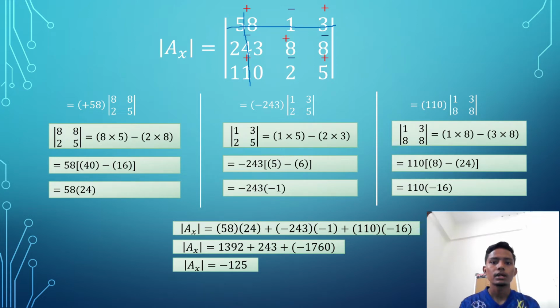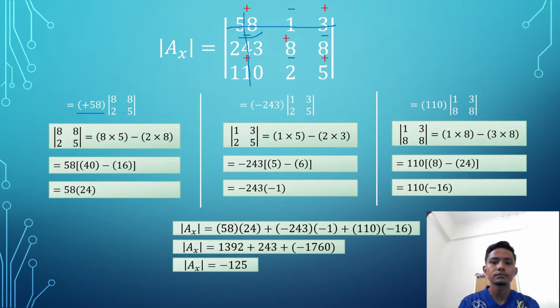As we can see, 58 is the value meeting between these 2 lines. So we're going to take this value 58, and there's a plus sign on top of it, so we put it here for the first step. And then we take the remaining matrix values and put them in the 2x2 square matrix. The next step is very simple. We just need to find the determinant of this 2x2 square matrix, and we're going to get 58 times 24 as the answer.